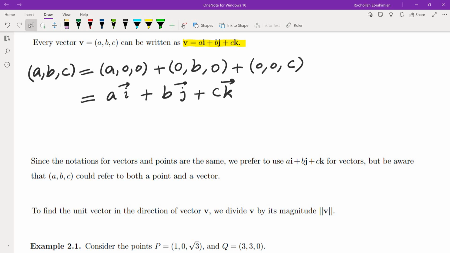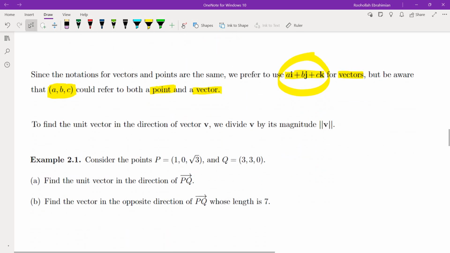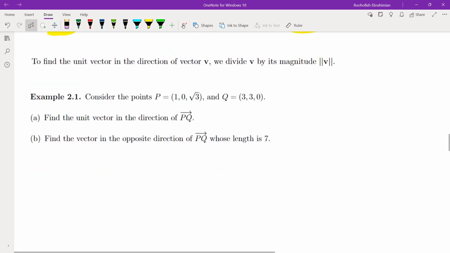Now the benefit of that is that this is always going to be a vector. If I write down v equals ai plus bj plus ck, that is always a vector. But the one with parentheses, sometimes we refer to that by a point, sometimes it represents a vector. So this notation is in fact less ambiguous than the other notation. If you want to find the unit vector in some direction, what you do is you take that vector and then you divide by its magnitude. So let's look at an example here.